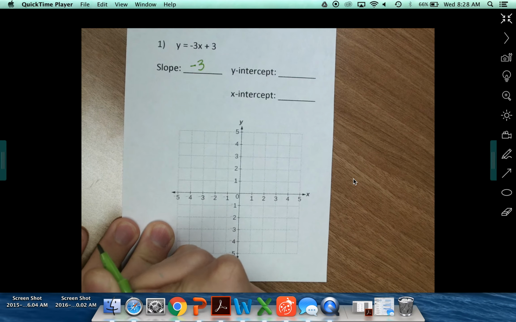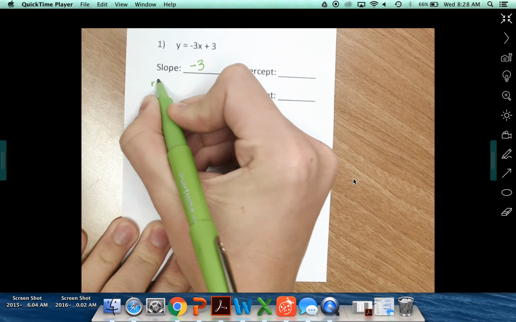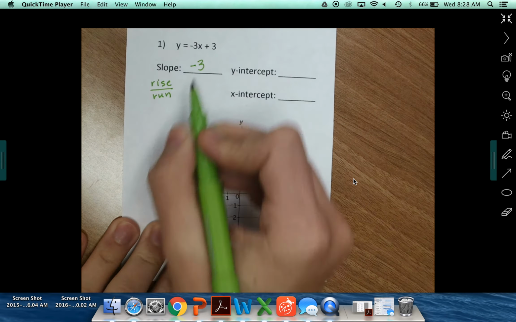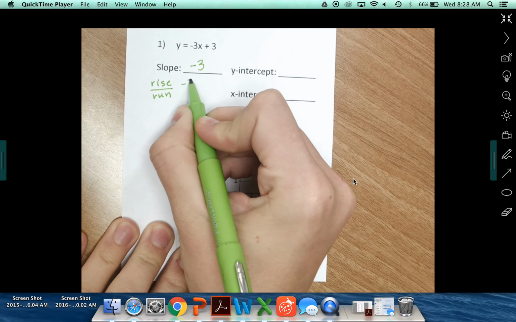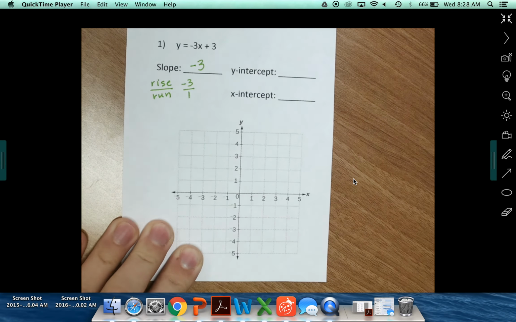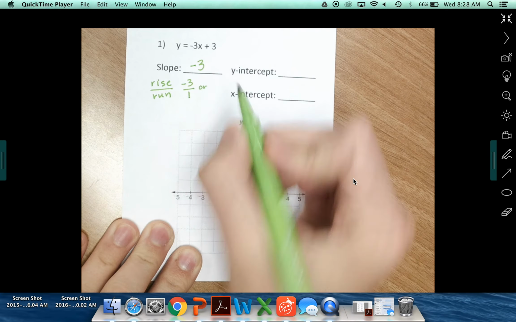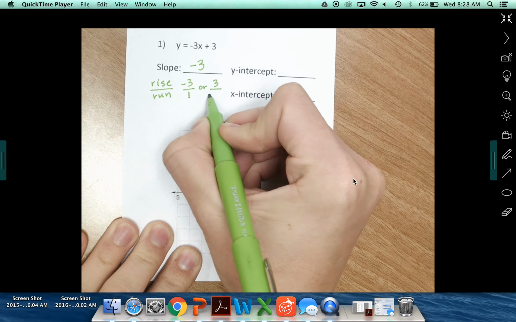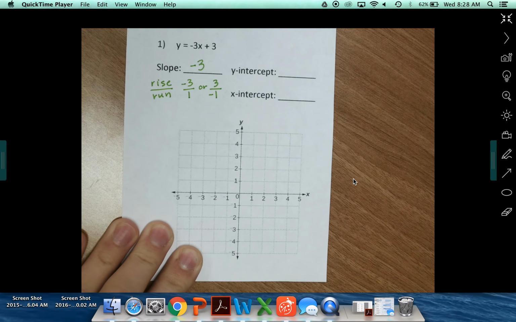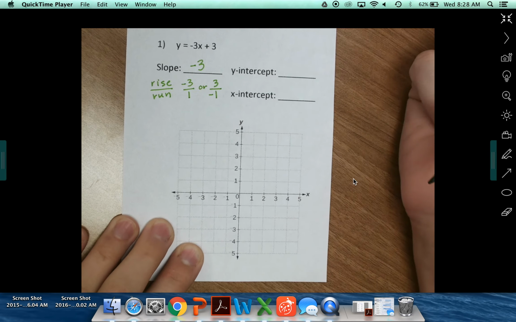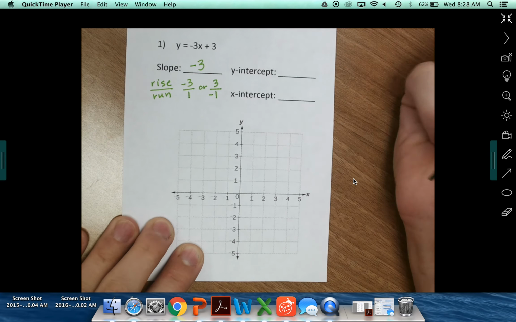Okay? Now we've got to keep in mind that we need to see this as a fraction, right? We need our rise over our run. Okay? So that means that we would have a rise of negative 3 and a run of 1, or a rise of positive 3 and a run of negative 1. Okay? So this negative can go on the top or the bottom. It doesn't matter as long as there's only one negative.